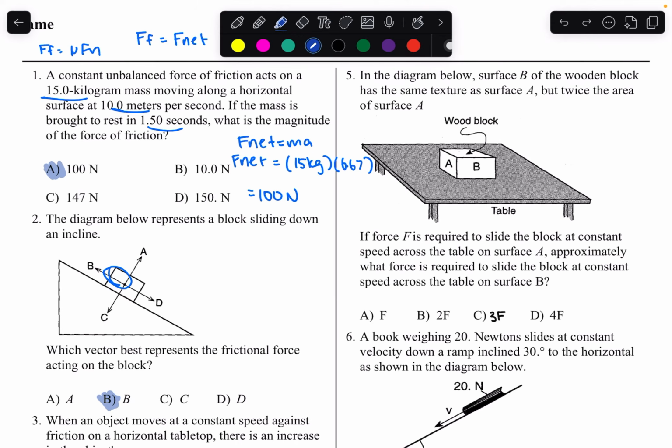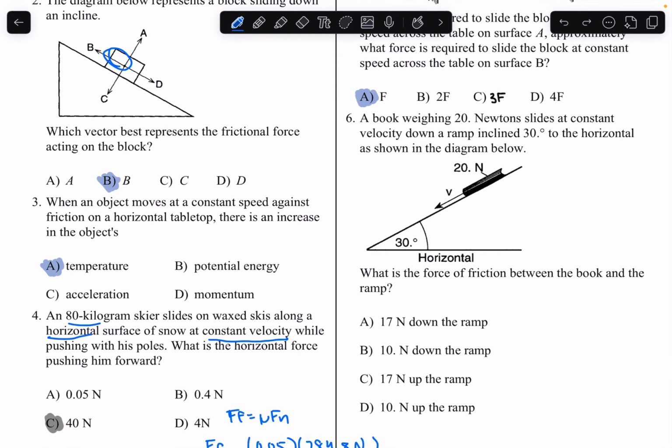Number 5. In the diagram below, surface B of the wooden block has the same texture as surface A, but twice the area of surface A. If force F is required to slide the block at constant speed across the table on surface A, approximately what force is required to slide the block at constant speed across the table on surface B? So the answer here is going to be F, because remember, the only thing that affects coefficient of friction is the texture, and it says here that surface B and surface A have the same texture, so there's going to be no change.